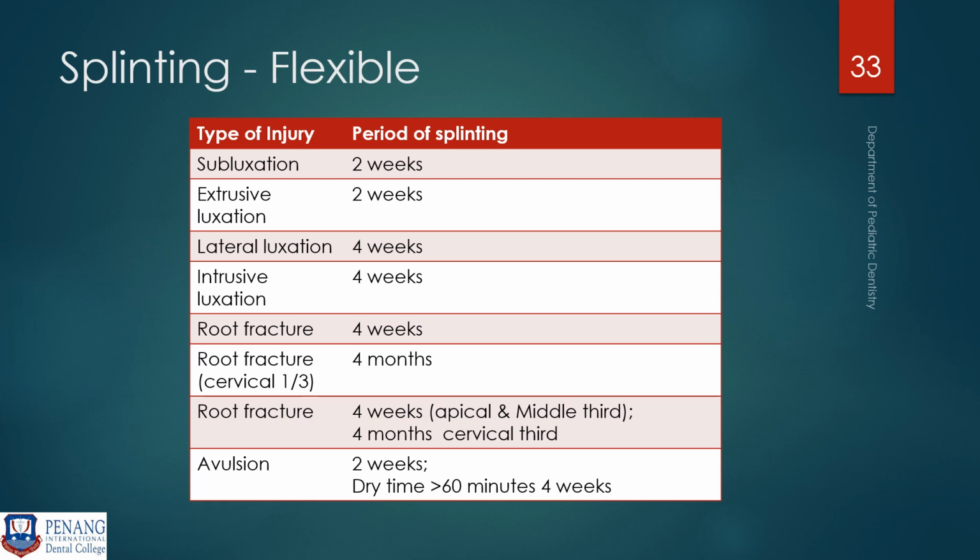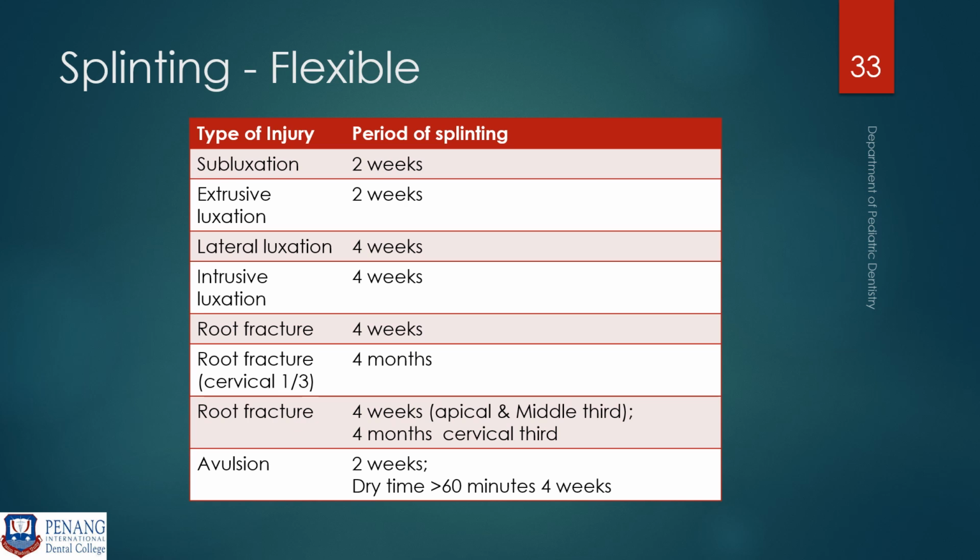For lateral luxation, the splinting period is 4 weeks, intrusive luxation 4 weeks, root fracture 4 weeks, but if the root fracture is in the cervical third, you have to go for 4 months. This is a repetition of the whole thing: 4 weeks if it is apical or middle third, and 4 months if it is in the cervical third. And if the tooth is avulsed, the splinting period is 2 weeks.